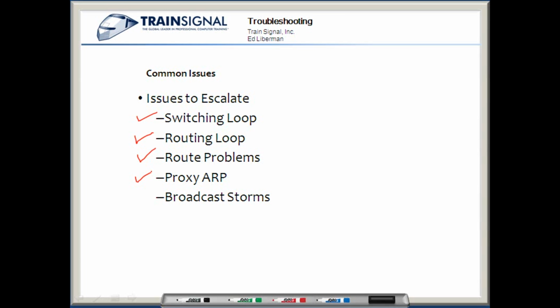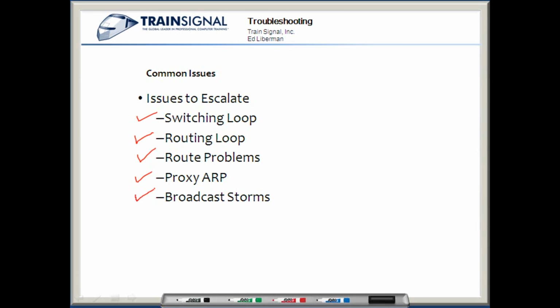Proxy ARP by itself is not necessarily an issue. It's that proxy ARP can create issues if you're not really careful in how it's set up. You can have devices that are acting as a proxy ARP but aren't actually capable of doing so, and then you end up with a big issue.